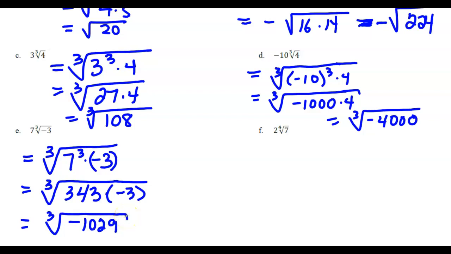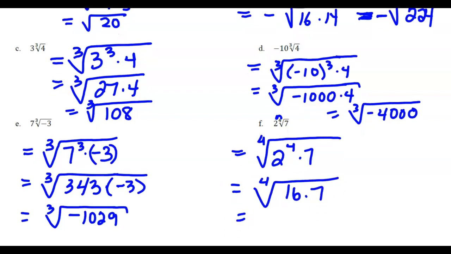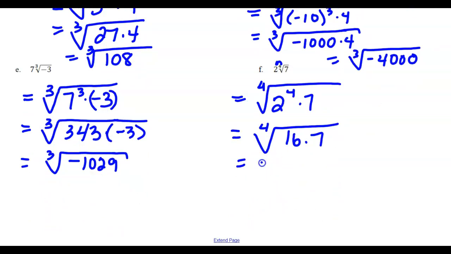And F is a fourth root. So to put that 2 back inside, we have to raise it to the exponent 4. So it's almost like you're taking that little 4 and making it the exponent on the coefficient. So what's that? 7 times 16 is... oh, sorry, 112, right, 112. Okay.